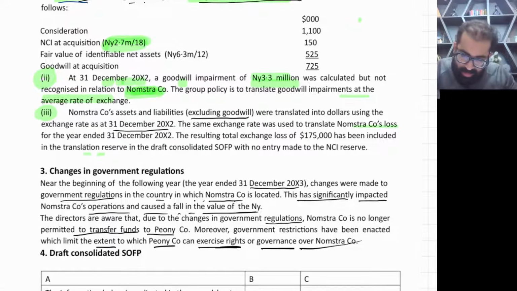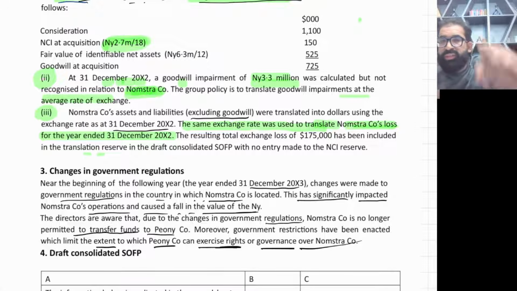Okay, same thing. The same exchange rate was used to translate Nomstra company loss for the year ended 31st December X2. This is the mistake. Loss, look, see my hand. Loss is a for the year thing.